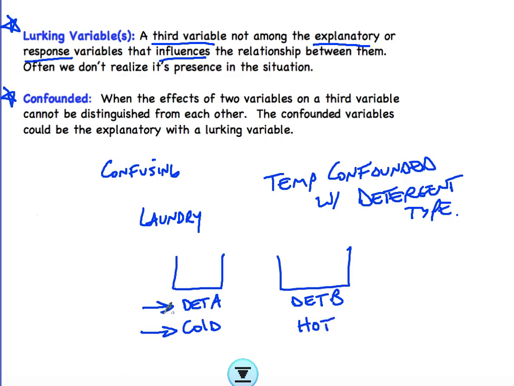So I should have controlled the temperature here. Temperature was kind of a lurking variable. I should have controlled for that and had the same temperature so that the only difference was the detergent.